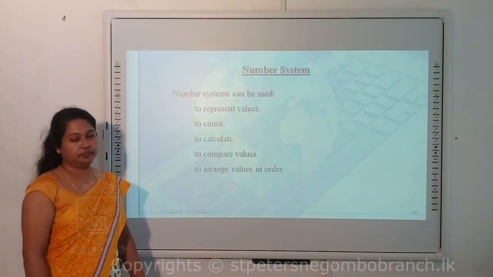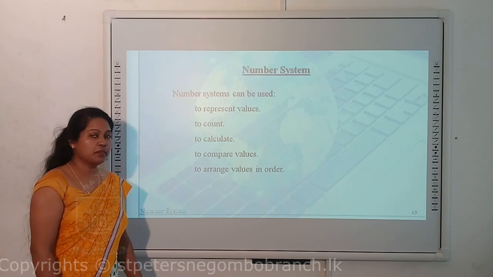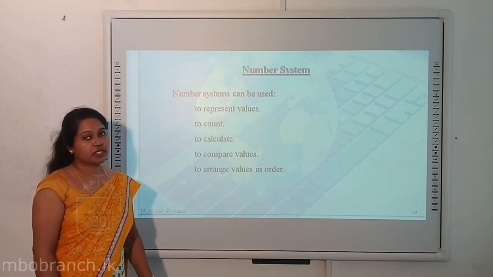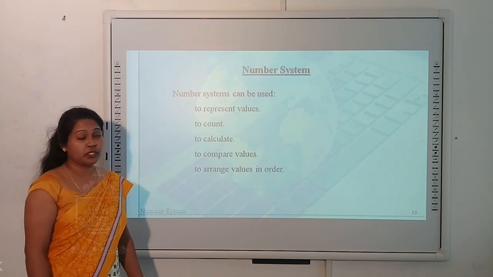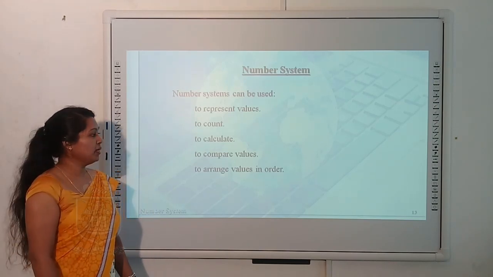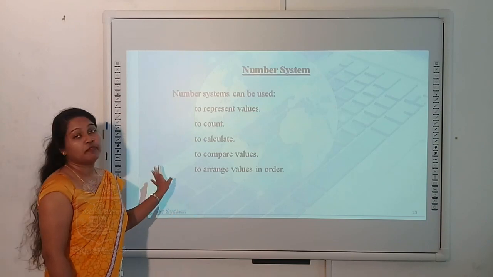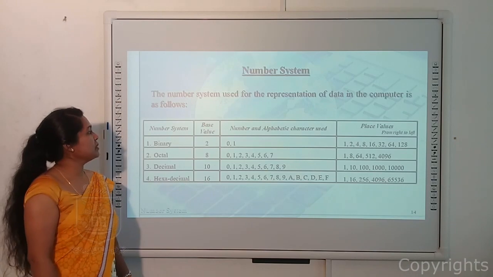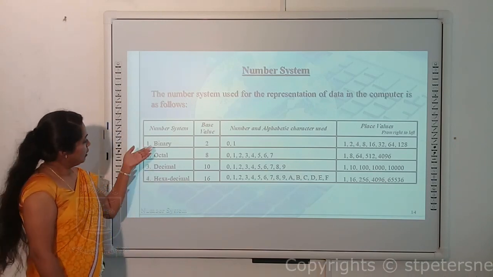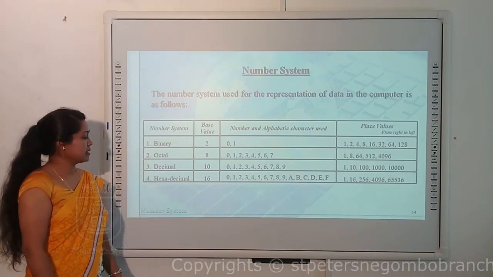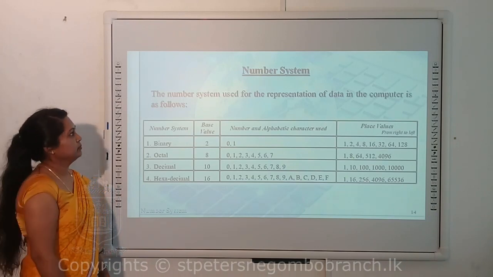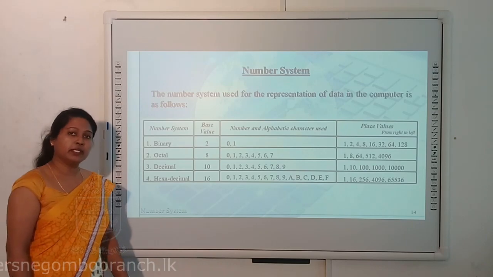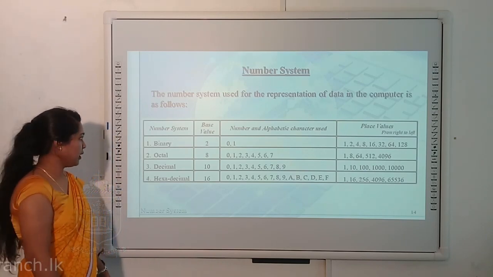Number system. What is the number system? A number system can be used to represent values, to count, to calculate, to compare values, and to arrange values in order. Then there are 4 number systems: binary, octal, decimal, and hexadecimal. These number systems are used for the representation of data in computers, right?